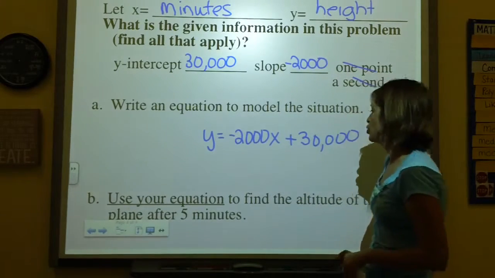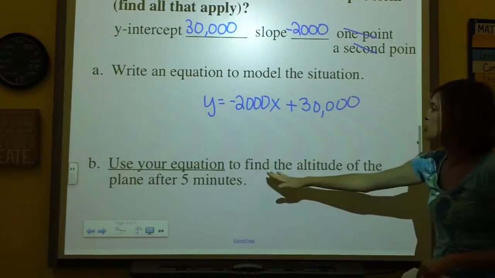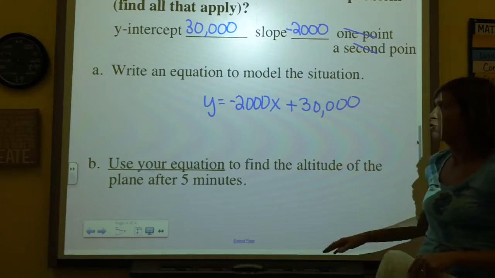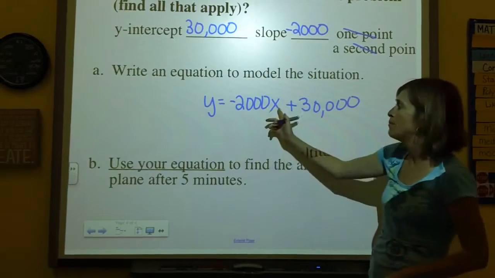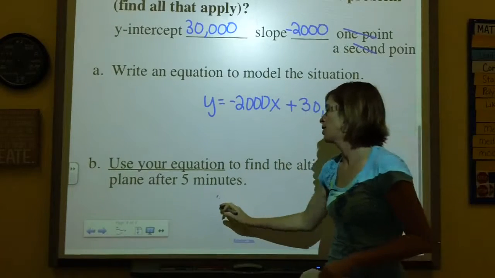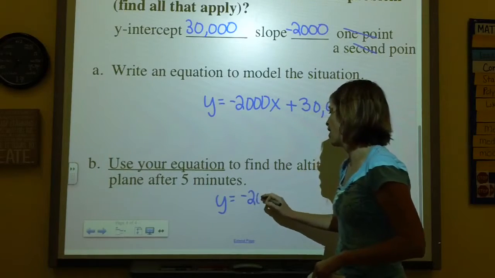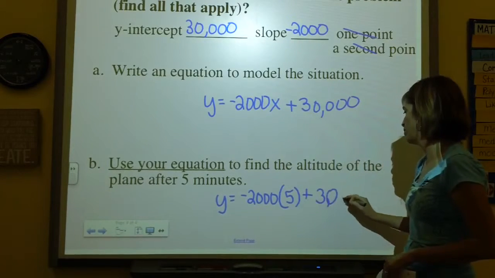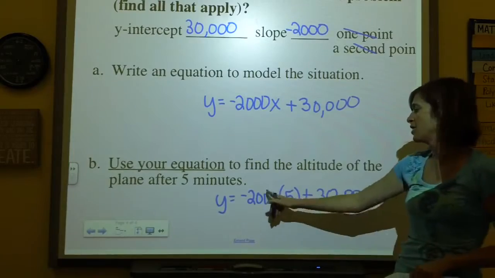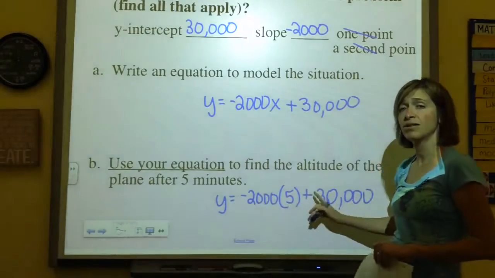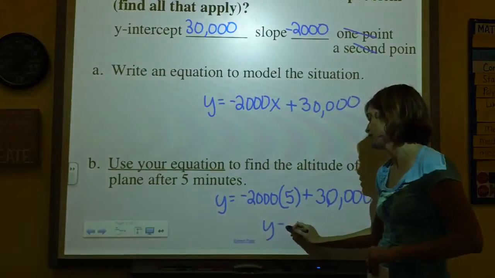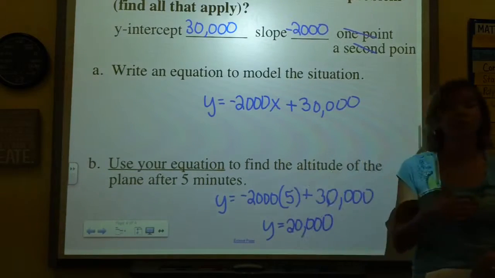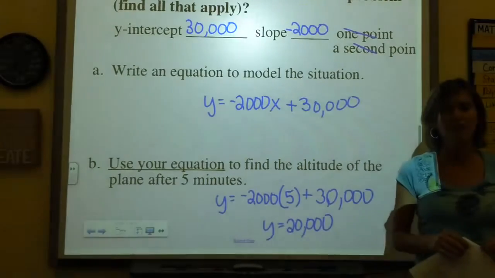Okay? All right, so it says now use your equation to find the altitude. So that means find the height of the plane after 5 minutes. Well, you already said that minutes was my x. So I'm going to plug in 5 for x. Oops, 30,000. Okay, so 5 times 2,000 is 10,000. 30,000 minus 10,000 is 20,000. So after 5 minutes, it will have descended to an elevation of 20,000 feet.